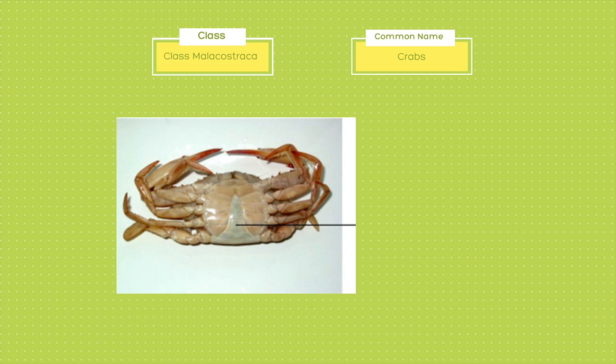In the second photo, we are shown the ventral view of the crab. The pointed structure seen at the center of its body is the abdomen, which holds the crab's digestive and reproductive systems.